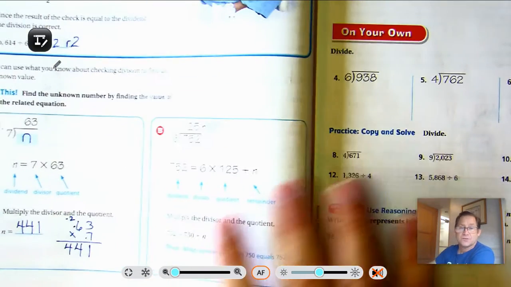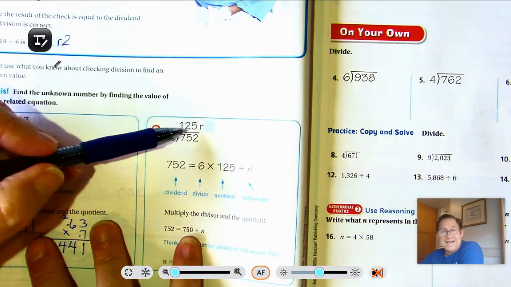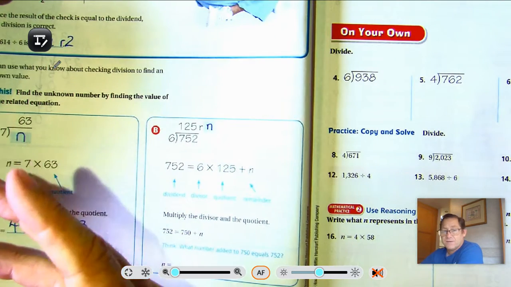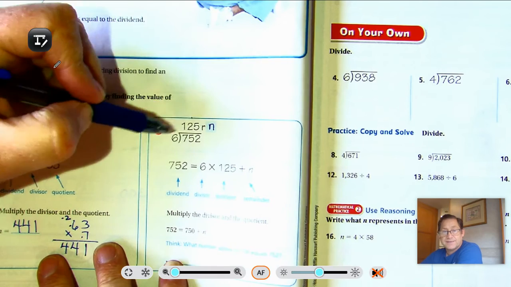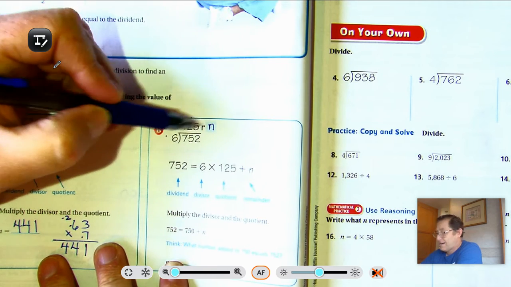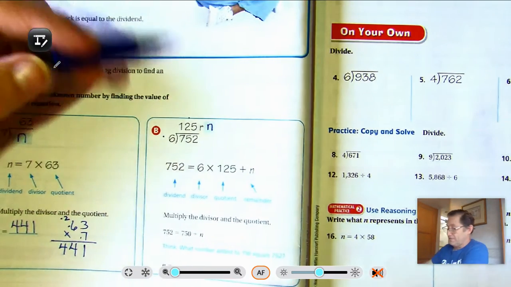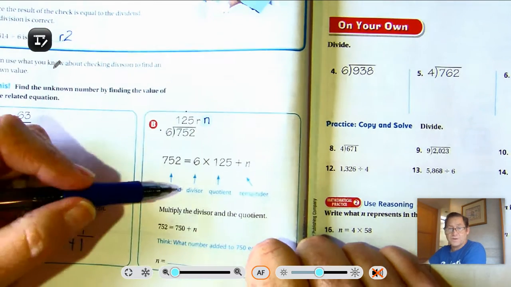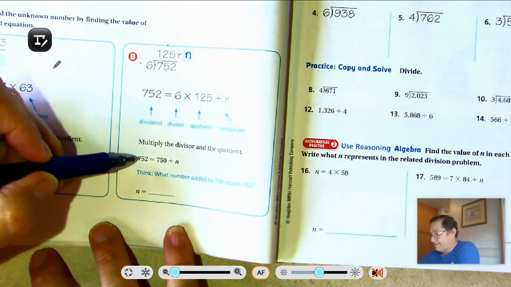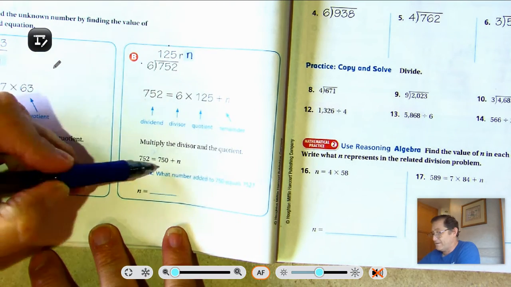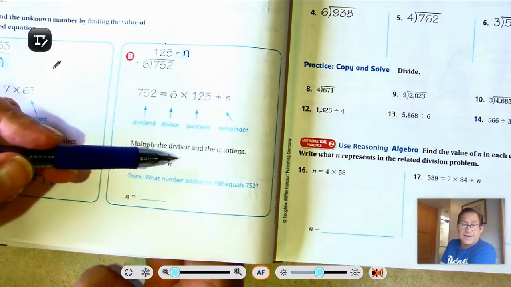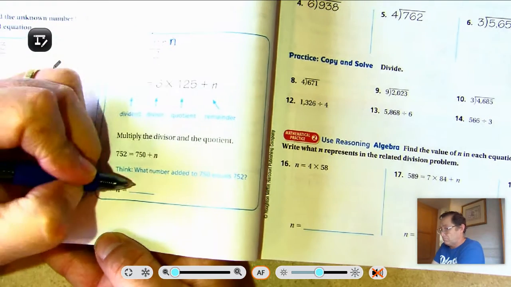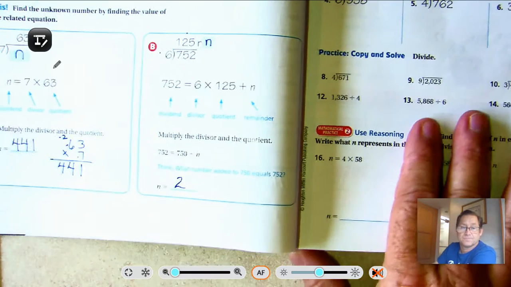All right, B. So here, the n is actually the remainder. We don't know what the remainder is. But remember, we do know that the quotient times the divisor plus any remainder has to equal 752, the dividend. So the dividend is 752. The divisor is 6. The quotient is 125 plus the n. So multiply the divisor and the quotient. 6 times 125 is 750. So 750 plus the remainder has to equal 752. So n is 2. 750 plus 2 is 752.